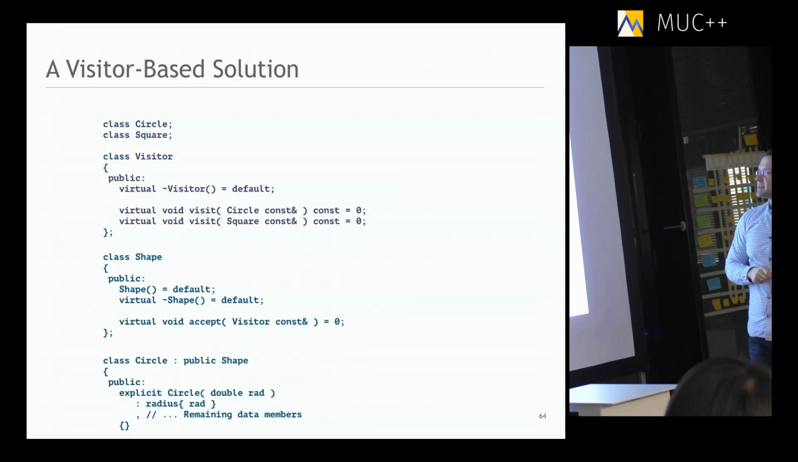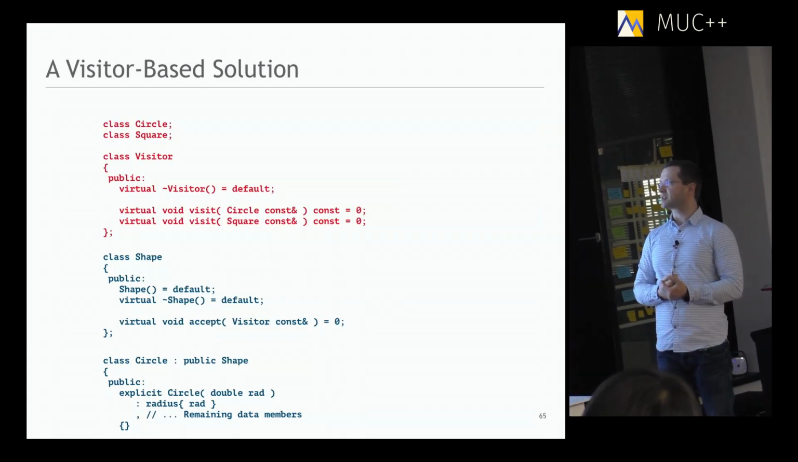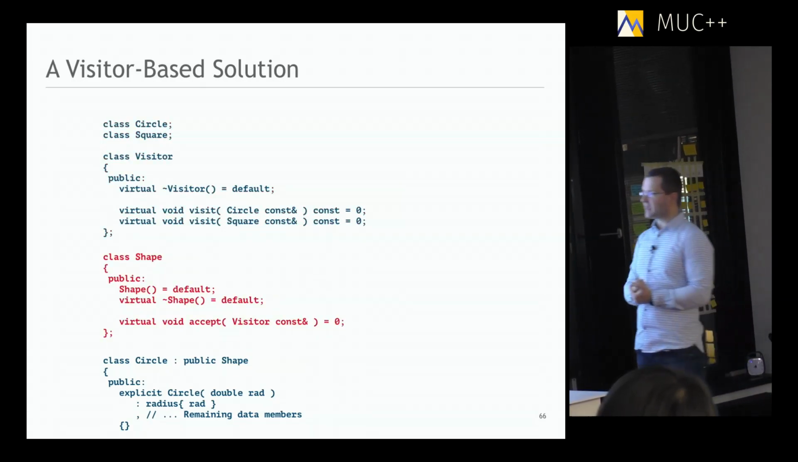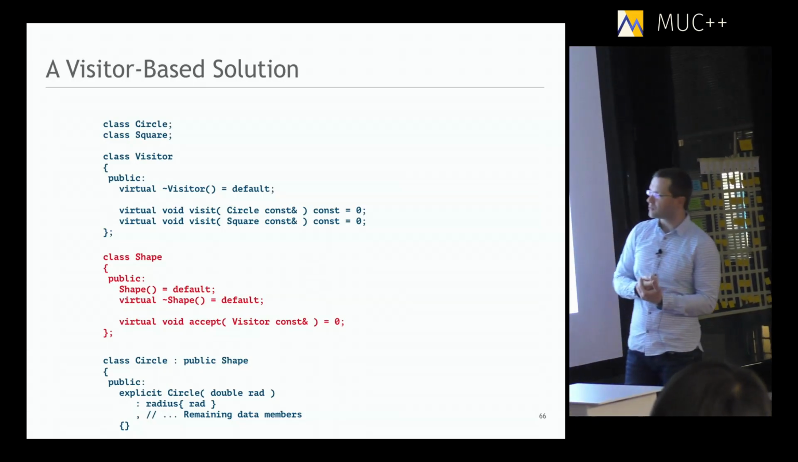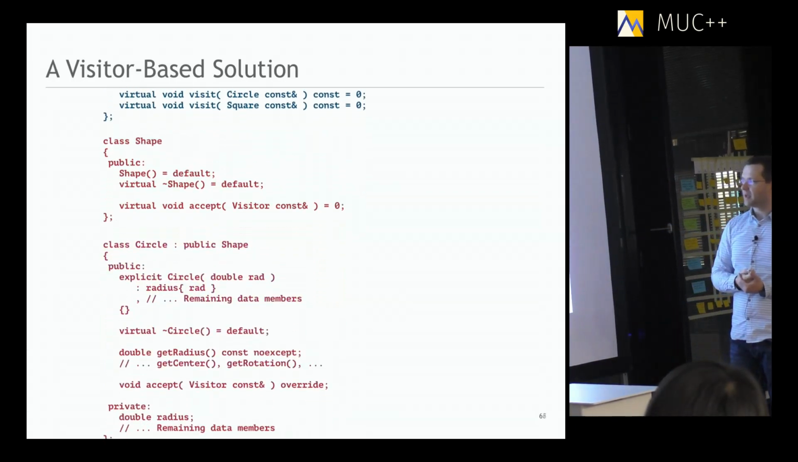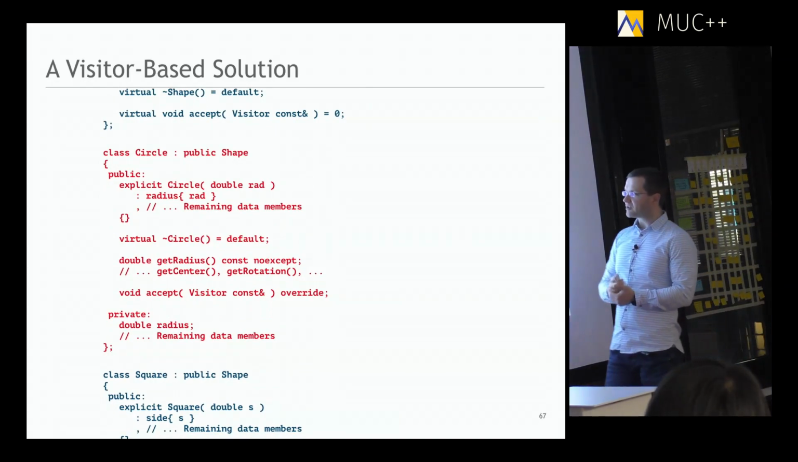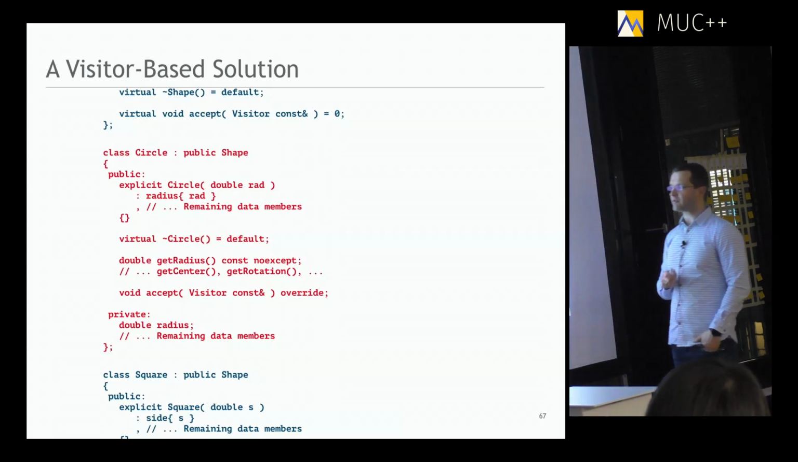The visitor base class is defined first. I can visit circles and squares at this point. The shape base class does not have any other operations anymore except accept. Accept is the one that takes a visitor. Now the circle class is not changing a lot. I just get rid of all the other virtual functions. I only implement accept. That's the central function here.